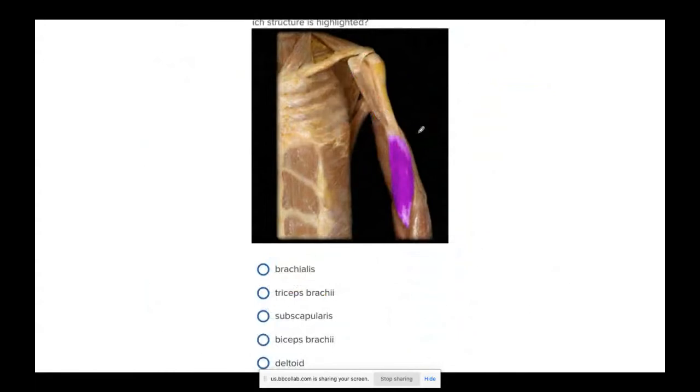Okay, this is another elbow flexor. Now this is a shorter one, but it's very, very powerful. Is it the triceps? No, that's on the back. Is it the subscapularis? Nope, that's on the scapula. Is it the biceps brachii? Well, it's got two heads. It's not crossing the shoulder. Can't be that. Is it the deltoid? No. So you're left with the brachialis. Powerful elbow flexor. It's one of the few muscles that actually crosses the elbow as a belly of a muscle.